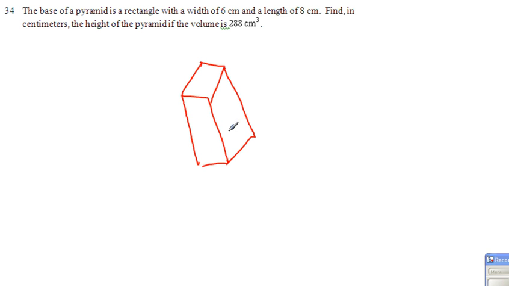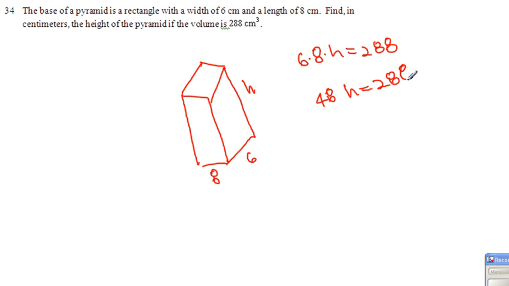Now, width becomes 6 centimeters, and the length becomes 8. It's a little bit out of proportion, but it's okay. Find the height. If the volume is 288, then how are we going to find it? 6 times 8 times h must be equal to 288. Then when you multiply them, we get to realize that 48h must be equal to 288.